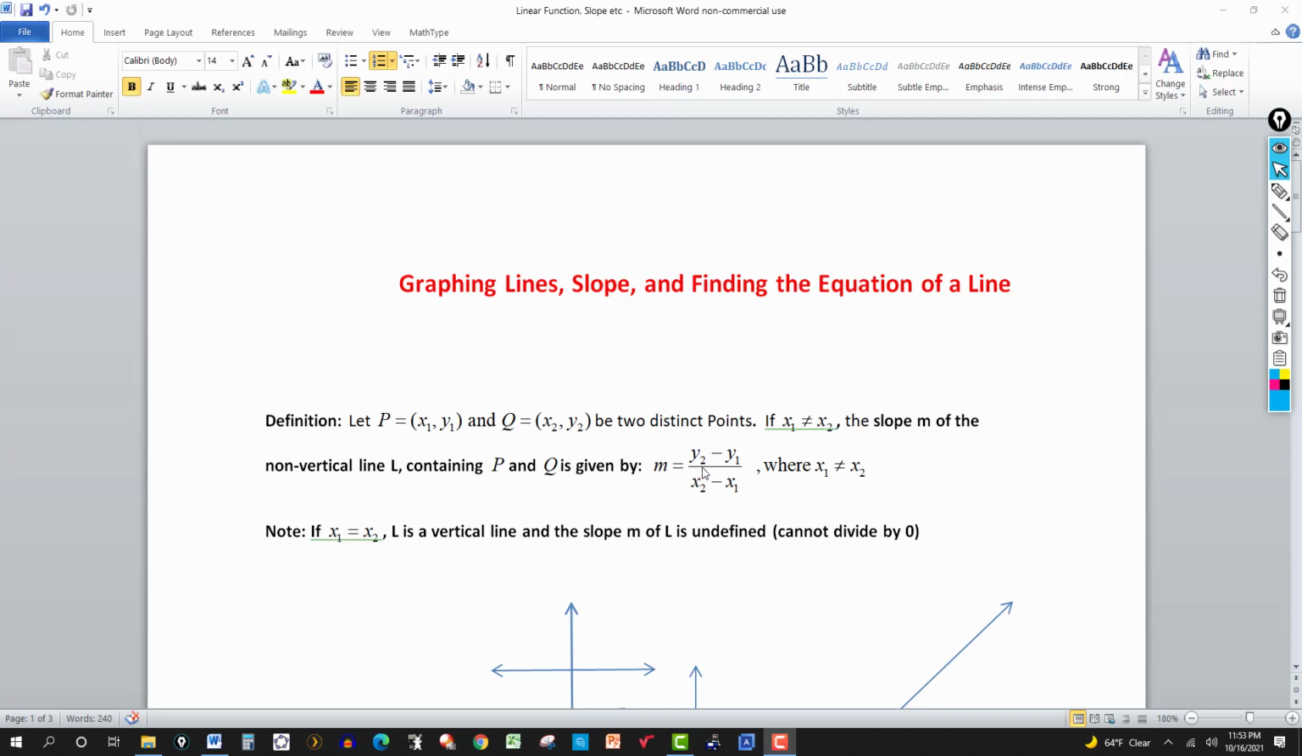So basically, subtract the y coordinates, y2 minus y1. That'll go in the numerator. In the denominator, you'll have x2 minus x1 in that particular order. So make sure you subtract in that order, otherwise your sign is going to be wrong. And of course, the condition is that x1 cannot equal x2. If x1 equals x2, L is a vertical line and the slope m is undefined. And that's because you're going to wind up with 0 in the denominator.